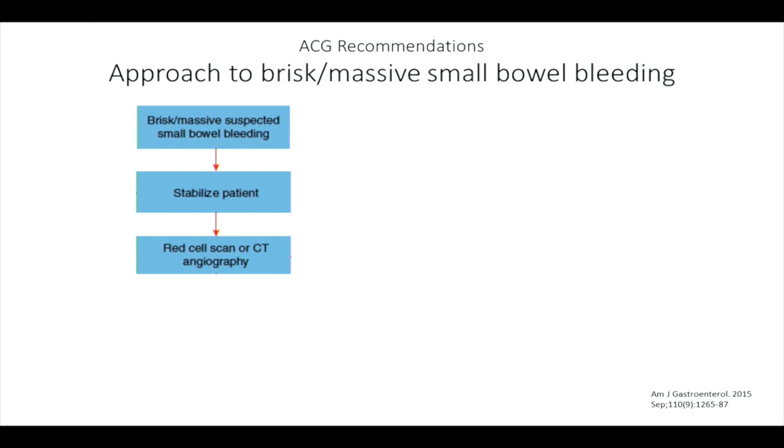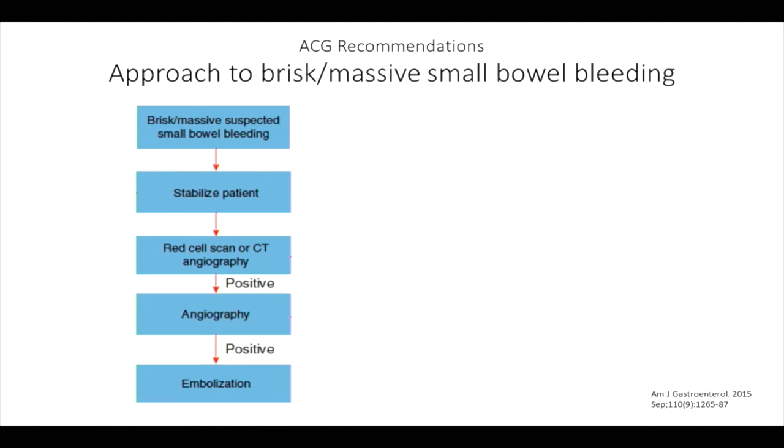Well, in these really acute bleeders, the first step should really be a radiologic study. I think that red cell scans are not terribly helpful, so most of the time we proceed with CTA, and then if it's positive, to angiography and embolization. However, if the patient is unstable, perhaps going to angiography straight and bypassing the CTA would be a reasonable approach as well.